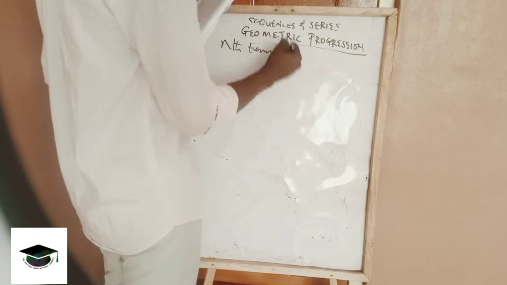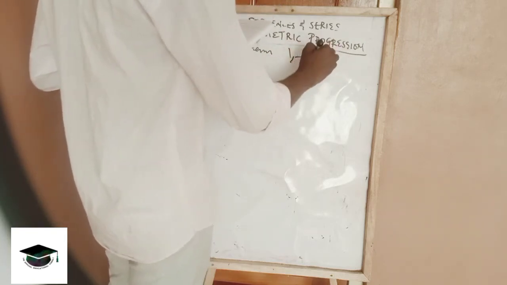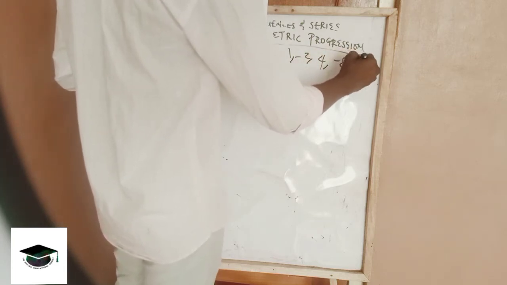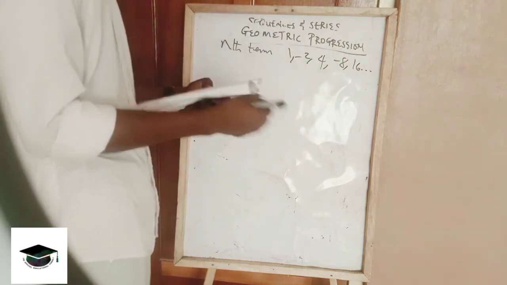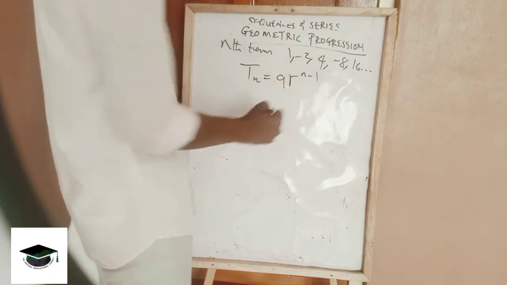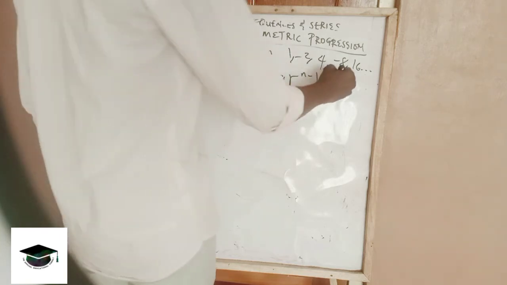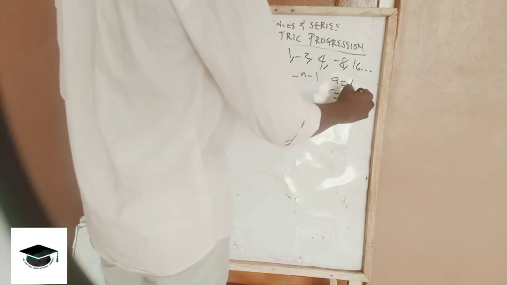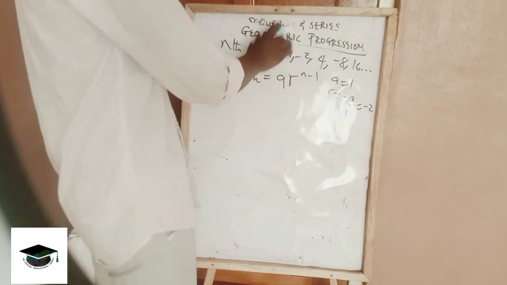If the sequence is 1, minus 2, 4, minus 8, 16, now find the nth term of this. How do you find the nth term of this? You know I told you that Tn equals AR raised to power n minus 1, right? What's our A? The A is the first one, so our A is equal to 1. Then the common ratio is equal to what? Minus 2 over 1, and minus 2 divided by 1 is minus 2, right? This over this.